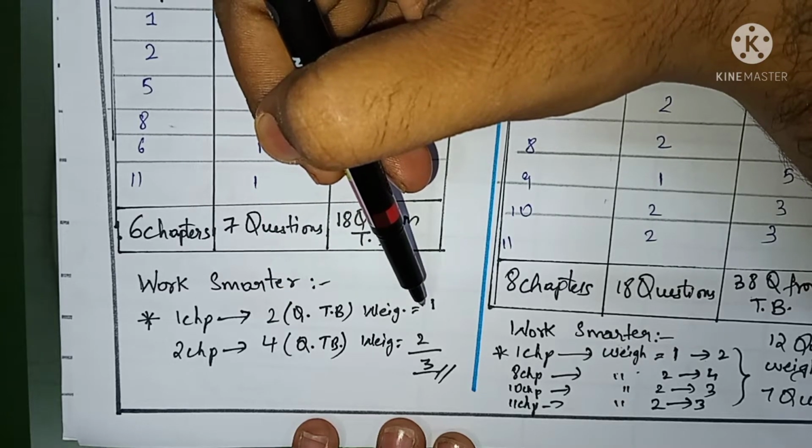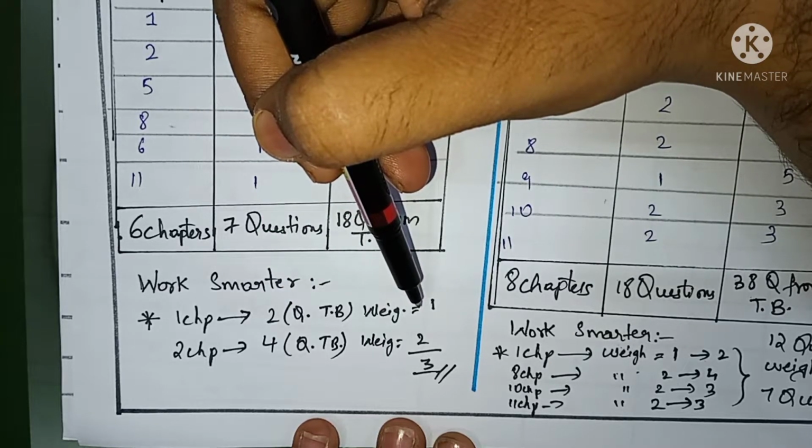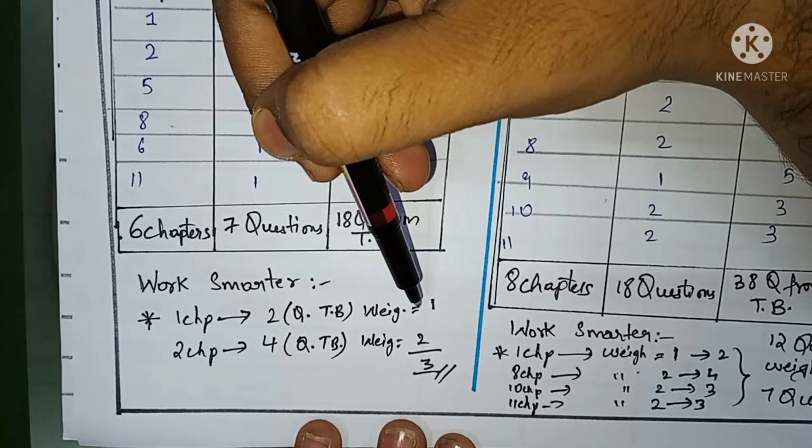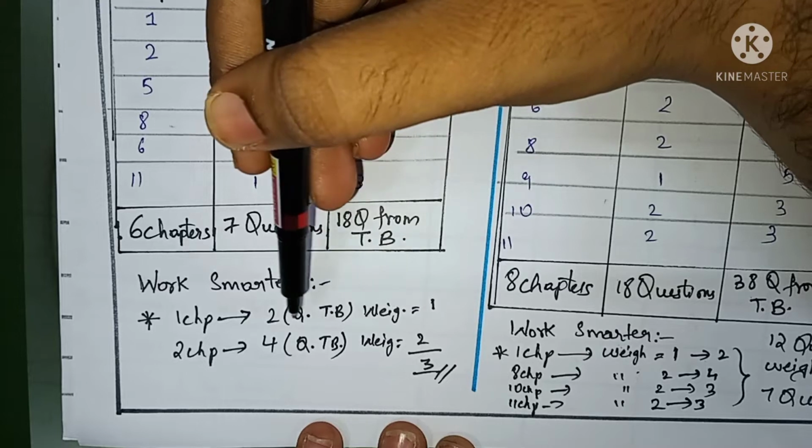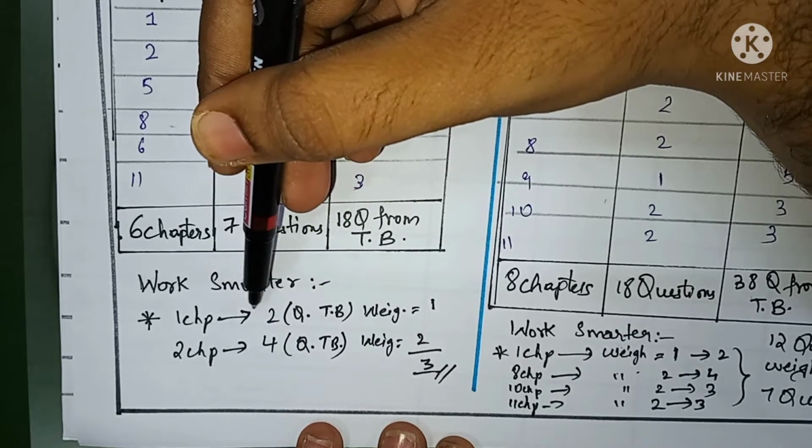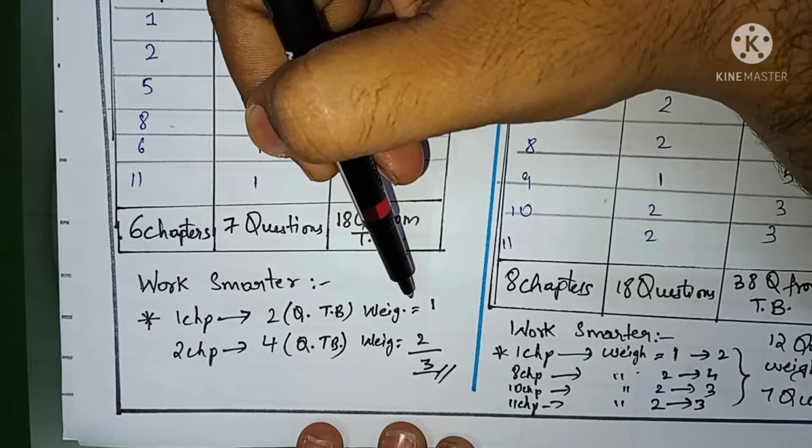So the first section will be for three questions, right? 10 into 3 is equal to 30. So you have scored 10 marks from learning two questions. You will be writing one question.